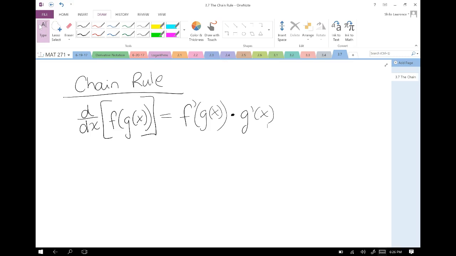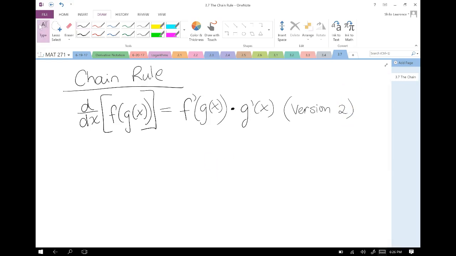So if you see it in the homework, they actually call this version 2 of the chain rule. I don't know why they decide to talk about two different versions, but they do. And a lot of the problems in the homework actually use this first version.